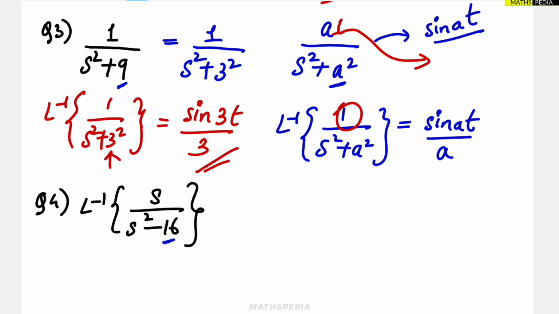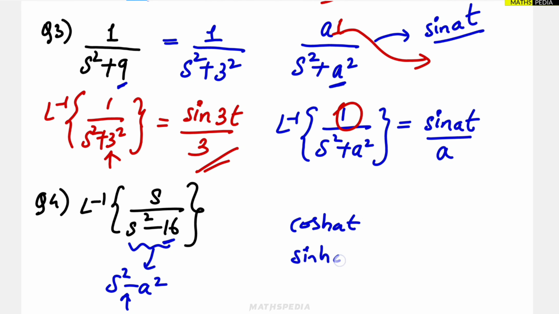See what happens here. The denominator is s square minus something, so this can be observed as s square minus a square. We have a direct formula for that. Whenever you get s square minus a square, with a minus sign, it is a hyperbolic function. It can be cosh at or it can be sinh at.